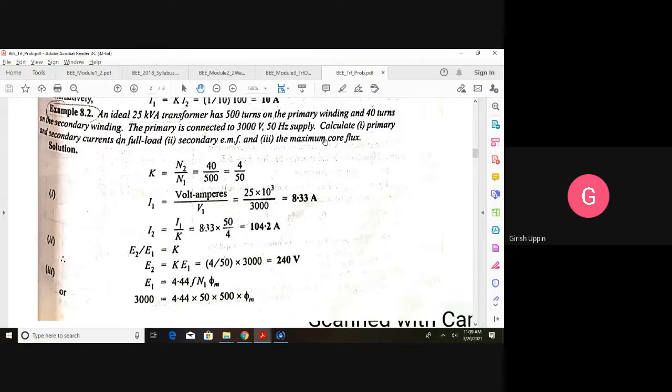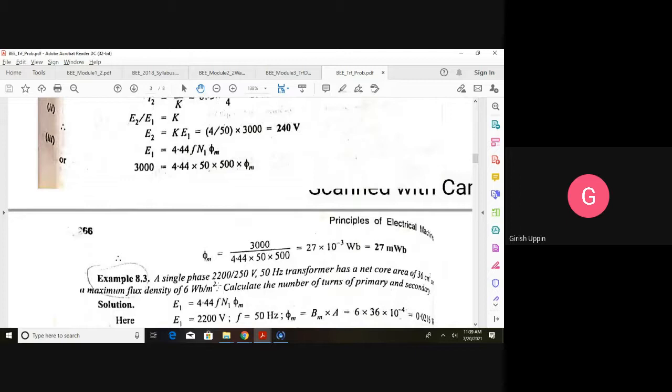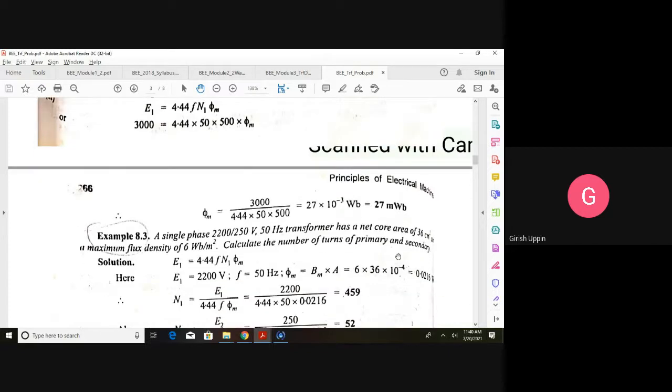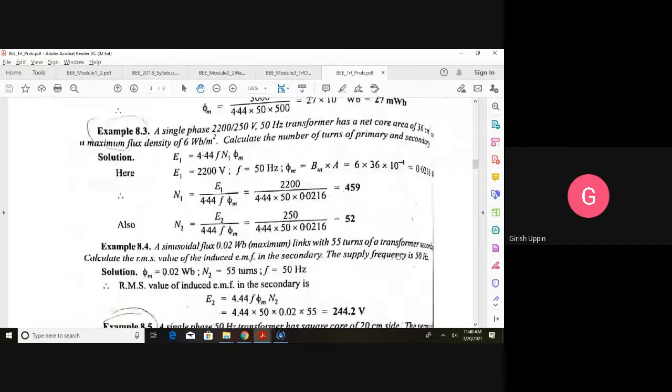Now the maximum core flux. In order to find the maximum core flux, which equation has the flux? E1. E1 is equal to 4.44 F N1 phi m. E1 is known, F is known, N1 is known, so you can calculate phi m. The phi m will come as 27 into 10 raised to minus 3 Weber, that is 27 milliweber. So very simple substitution kind of problems are there.